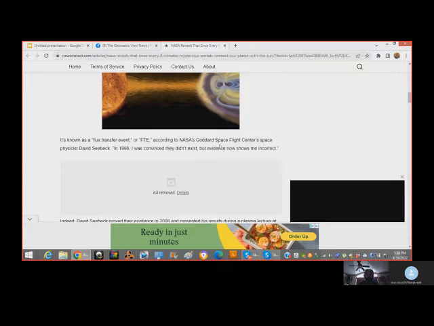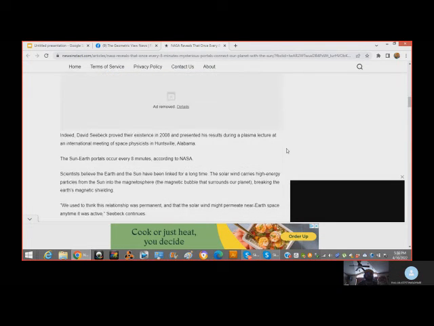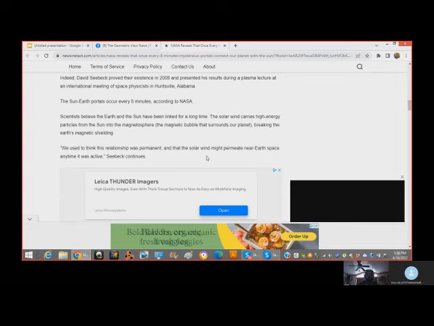According to NASA Goddard Space Flight Center's space physicist David Sibeck, in 1998, I was convinced that they didn't exist. But evidence now shows me incorrect. Indeed, David Sibeck proved their existence in 2008, and he presented his results during a plasma lecture at an international meeting of space physicists in Huntsville, Alabama. The Sun-Earth portals occur every 8 minutes, according to NASA.